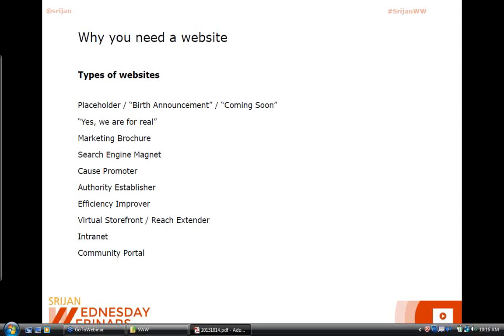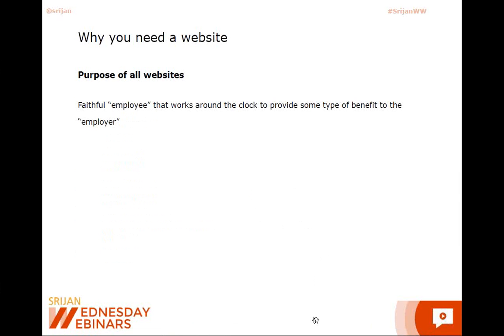And related to that, although this may be public facing, is the idea of a community portal. This gives a way for people who are interested in what you are interested in to interact with each other via the community portal that you've created. So that's to give you some idea of the way that I would go about categorizing websites. And to continue with why we need a website, what I say it comes down to is that there's one purpose that all websites have, no matter what type of website they are.